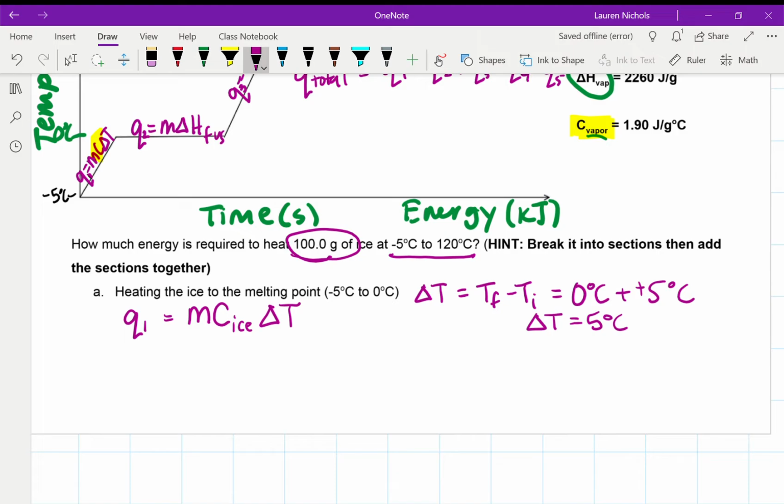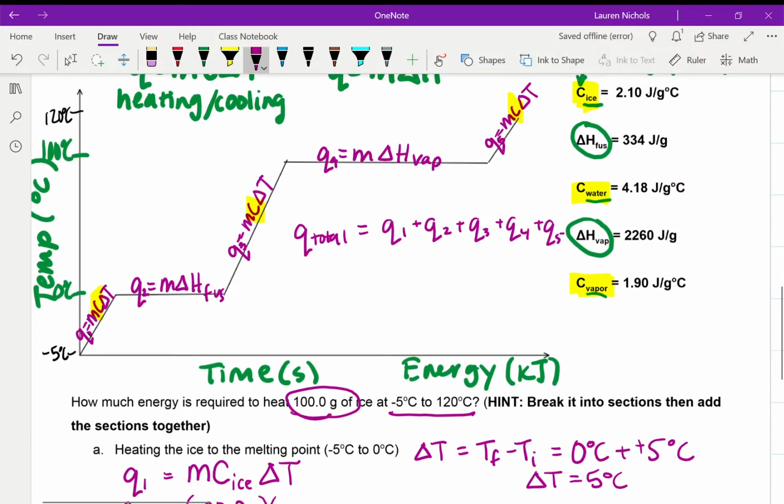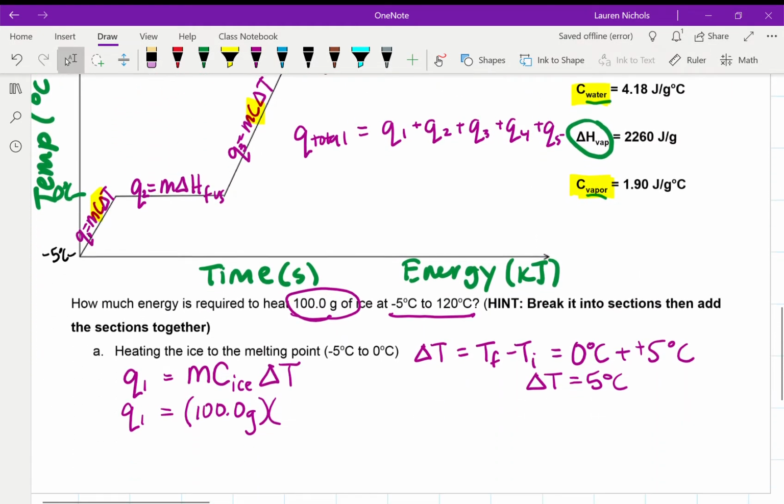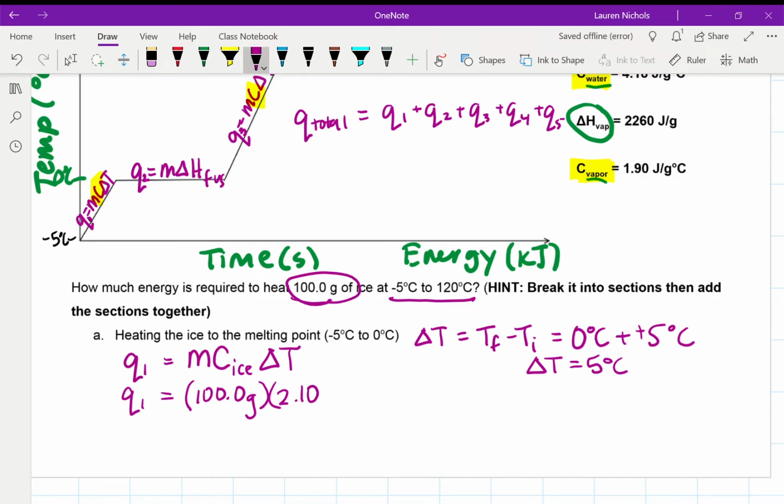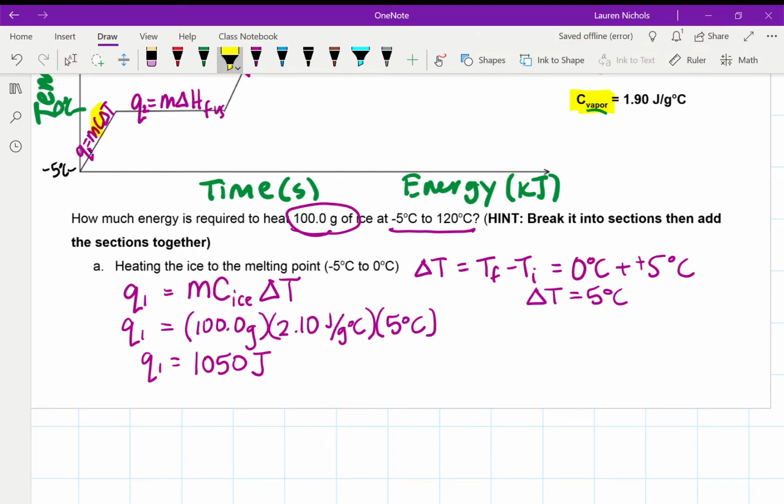And so what we do is we just plug it in. Q1 is equal to 100.0 grams times the specific heat of ice, which if you look up here is 2.10 joules per gram degree Celsius, times 5 degrees. And when you multiply that all together, you get 1,050 joules of energy. So that is how much energy it takes for segment number 1. And so then we would do segment number 2.